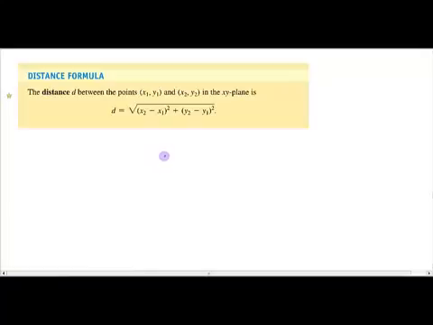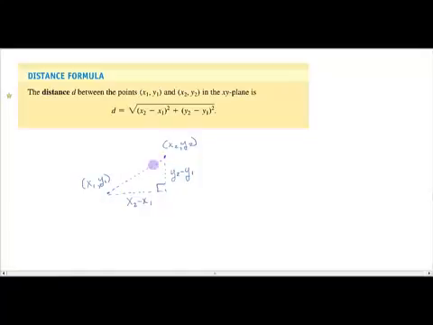If we would have these 2 points in the plane, let's call this point x2, y2, and this point x1, y1. Then we can find the distance between those points by using the Pythagorean theorem. Dropping a perpendicular and moving out horizontally to make that right angle. Now the length of this side is going to be x2 minus x1. The length of this side is going to be y2 minus y1.